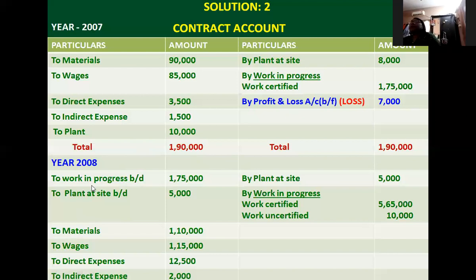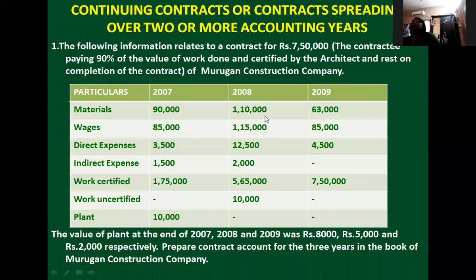In the year 2008, the first thing is to bring down the balance of work certified and the plant. The last year's work certified balance was 1,75,000. I need to bring it over here. And likewise the plant: what is the plant at site for the last year? I need to bring it at the opening, like opening stock. So I need to bring it over for the year 2008 on the debit side, and debit the remaining expenses for the year 2008, which are given in the problem.